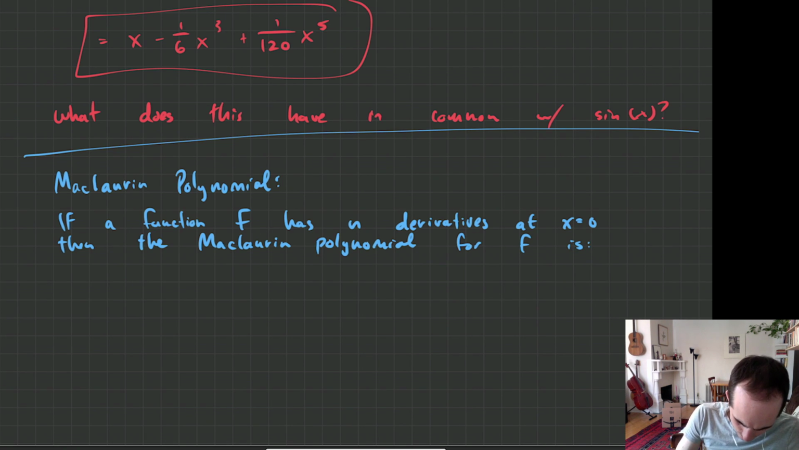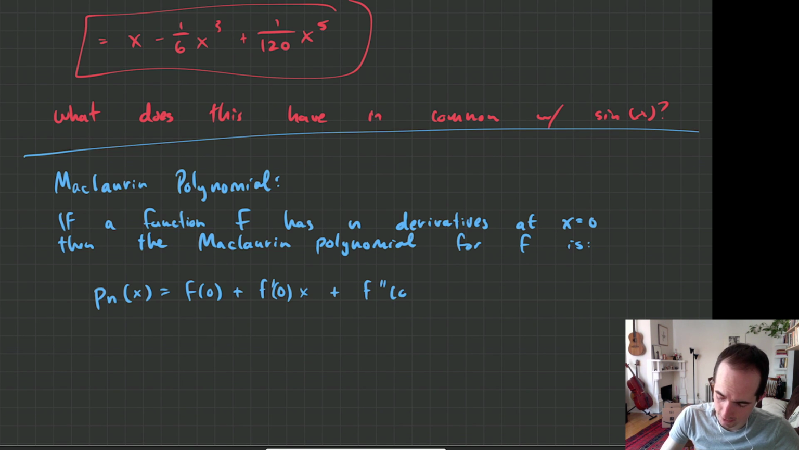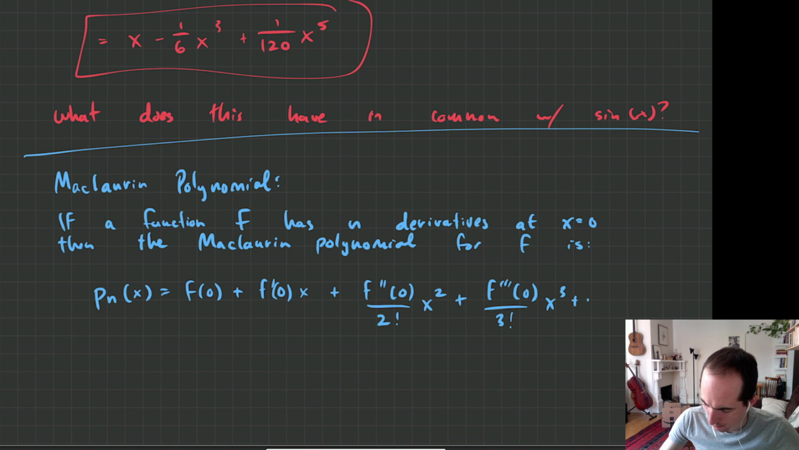is, I'm going to call it p sub n of x, and that's equal to f of 0 plus f prime of 0 times x plus f double prime of 0 over 2 factorial times x squared plus f triple prime at 0 over 3 factorial times x cubed plus, and we keep going, and we finally would stop at the nth derivative over n factorial times x to the power of n.